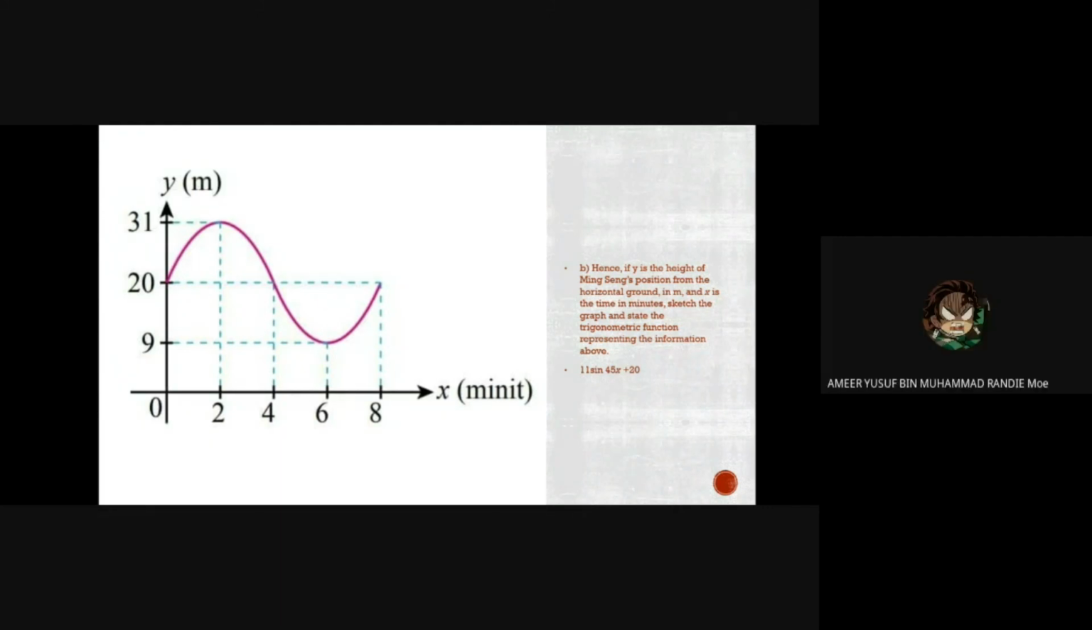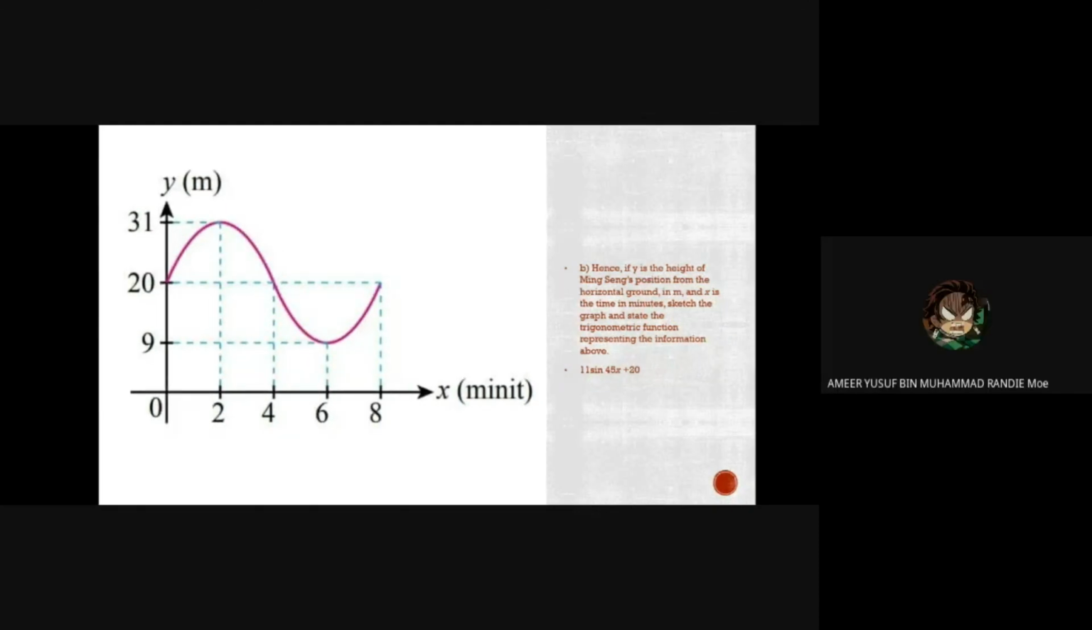The next question B, the question is hence if y is the height of Ming Seng's position from the horizontal ground in meters and x is the time in minutes, sketch the graph and state the trigonometric function representing the information above. So the graph should look like the one that's shared on my screen.